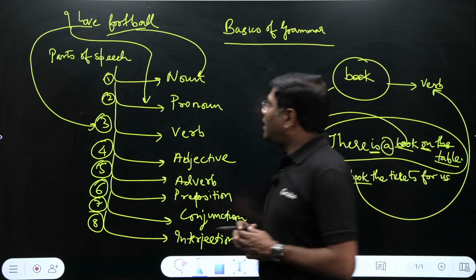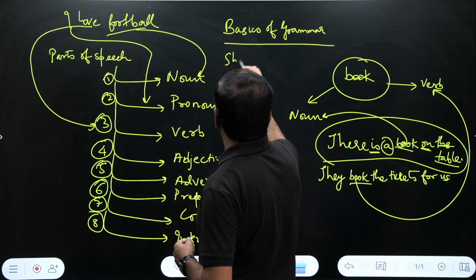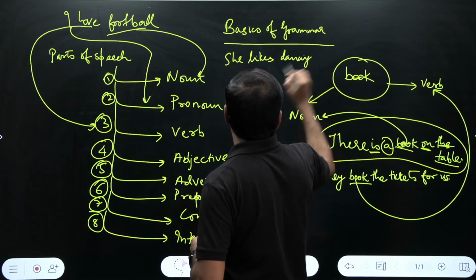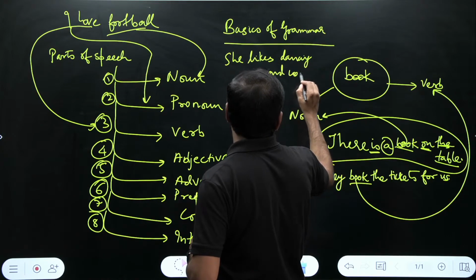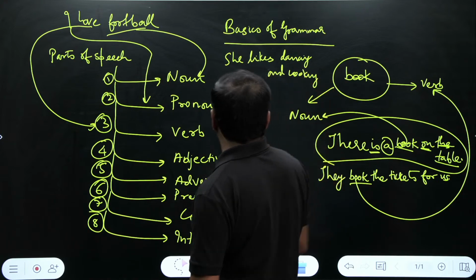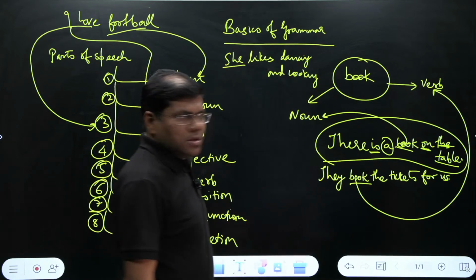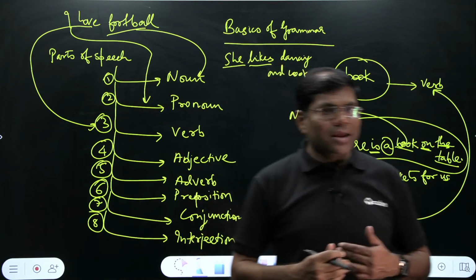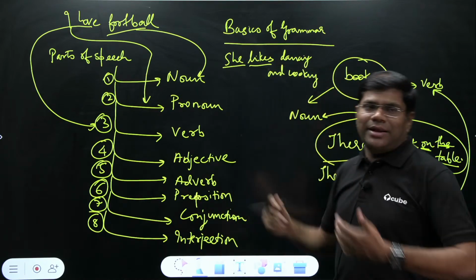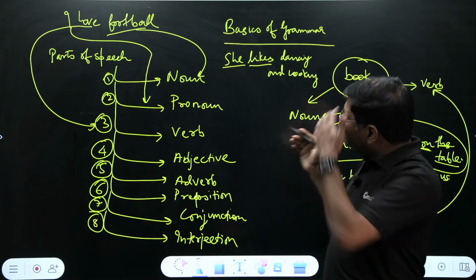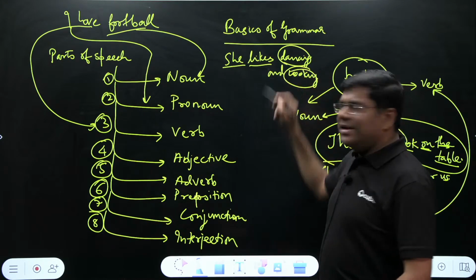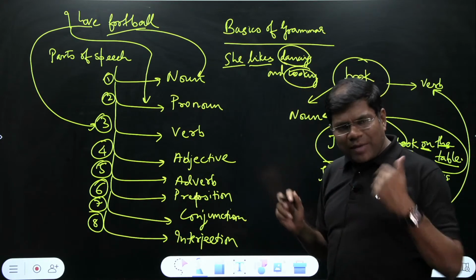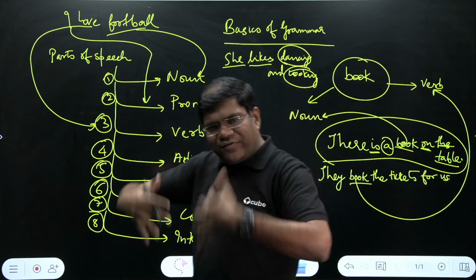So, for example, when you say that she likes dancing and cooking. Now, many of you might wonder what is this? She is a pronoun. Likes is a verb, and dancing and cooking, they act like objects of the verb. They are gerunds and they are acting like nouns. So if you ask what is this exactly, it is a gerund, a type of noun. So I can fit it in the noun category, but they are gerunds, a type of verb. So there are basic sub classifications within that.